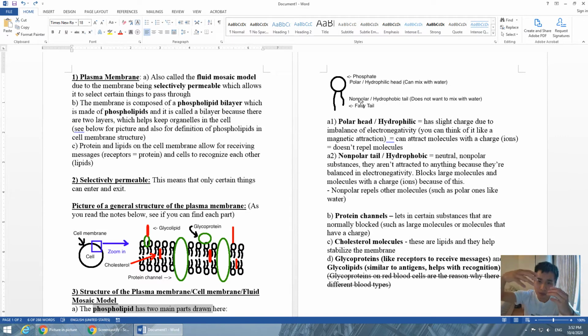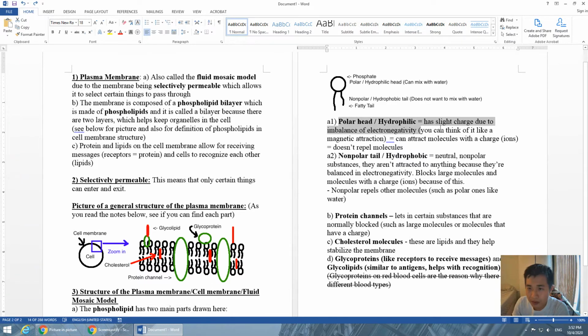And so the polar substances cannot just pass through because, as you can see right in the middle over here, this middle is the fatty tail. This middle part is all nonpolar and it repels. It bounces off a lot of other substances. It doesn't let them through. So the polar head has a slight charge because there's an imbalance of electronegativity, which is why it's polar, right? So it can attract certain molecules and it doesn't repel molecules. But the tail, which is the middle part of this cell membrane, is nonpolar, also called hydrophobic. Nonpolar molecules are not attracted to anything because they're already balanced in electronegativity.